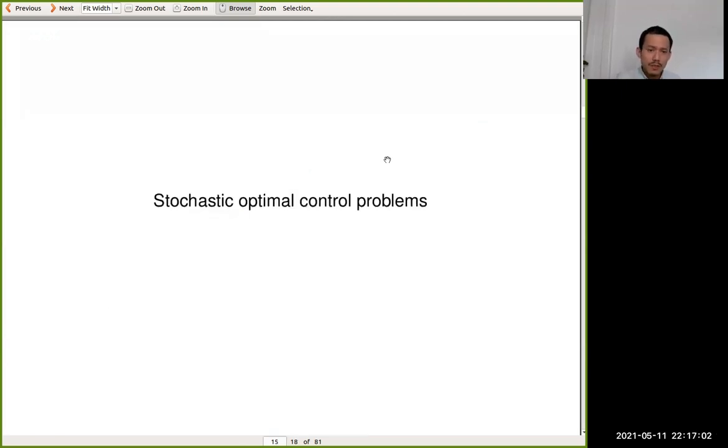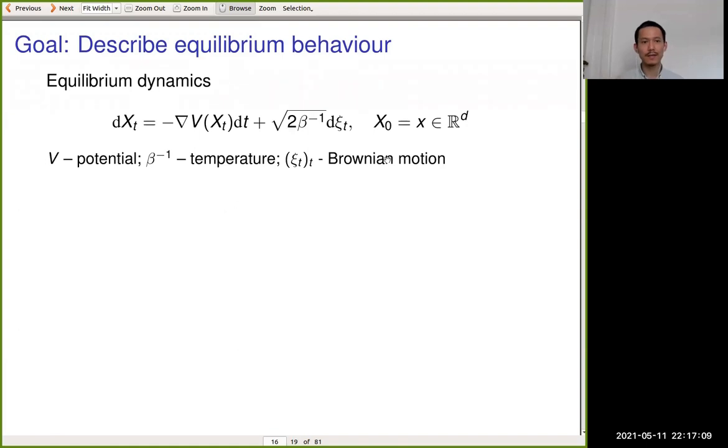Okay, so this brings us to a stochastic optimal control problem that I will present in this talk. That was kind of the motivation. Let's go back now to the SDE. We have an SDE that defines the equilibrium dynamics that we've seen from before.